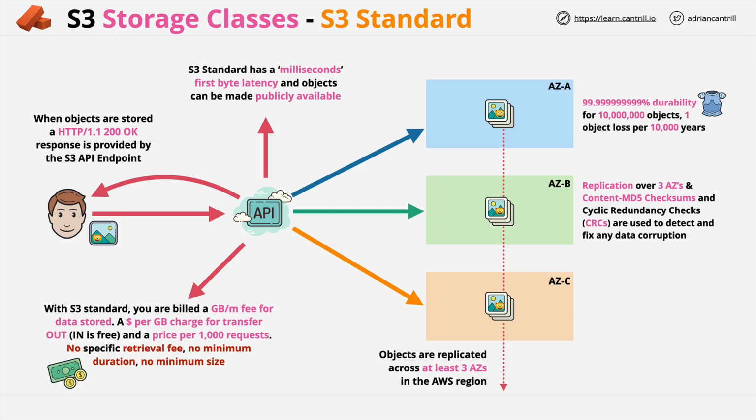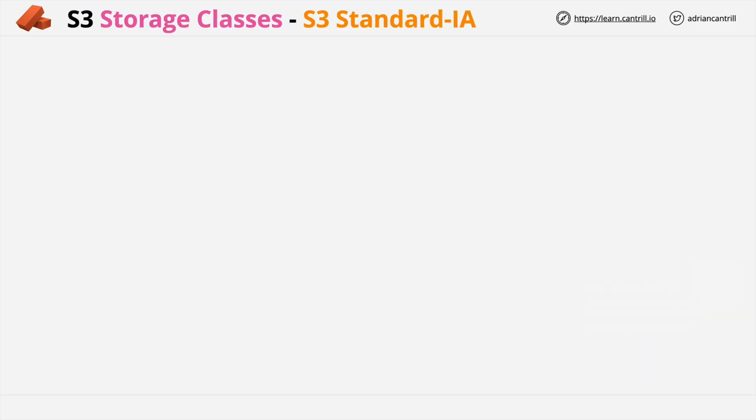So for the exam, the critical point to remember is that S3 Standard should be used for frequently accessed data, which is important and non-replaceable. It should be your default, and you should only investigate moving to other storage classes when you have a specific reason to do so. Now let's move on and look at another storage class available within S3, and the next class I want to cover is S3 Standard Infrequent Access, known as S3 Standard-IA.